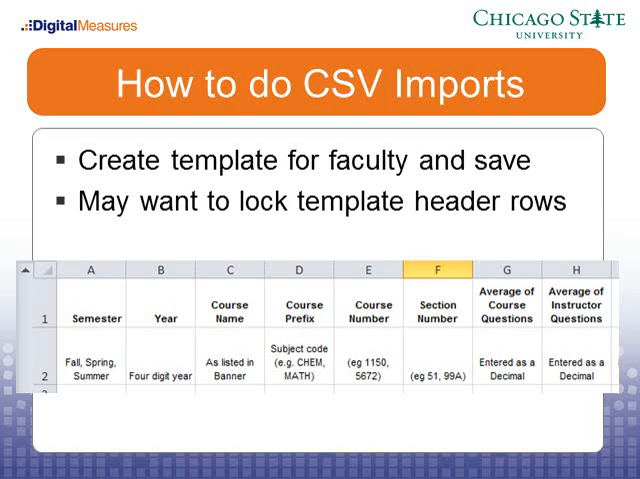I give them hints. This is what it should be listed as in Banner. The subject code, I give them examples of what they can see. And I actually went and locked these first 2 rows of data because I didn't want them to mess with it. So now I have one sheet that has the actual header names that Digital Measures wants that I saved as a separate file.